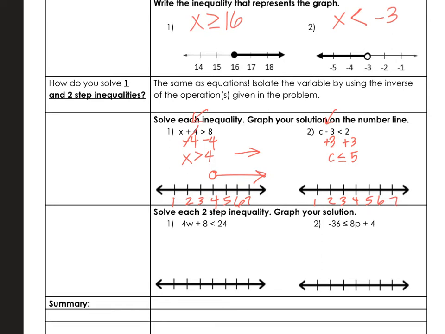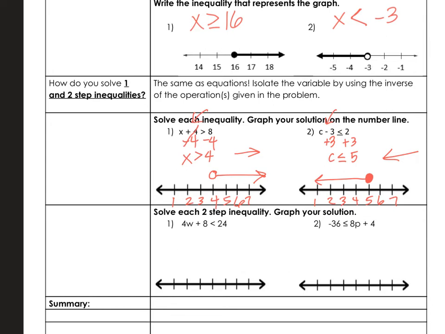And now I need to put a closed circle because it's got a little extra going on under the symbol. So I'm going to do a little extra by closing up the circle. And my x is in the front, so that means I'm going to follow that direction. So I'm going to go to the left. So that means that all of these numbers, including 5, and all the numbers to the left of 5 are included in this solution. All right, now let's do 2-step inequalities, and then we are done.